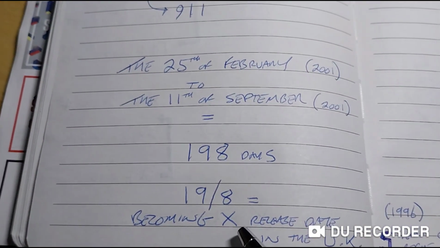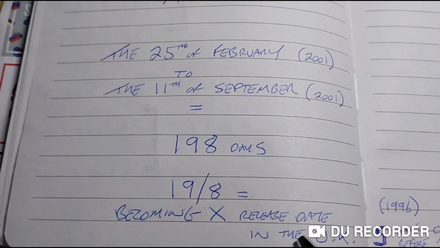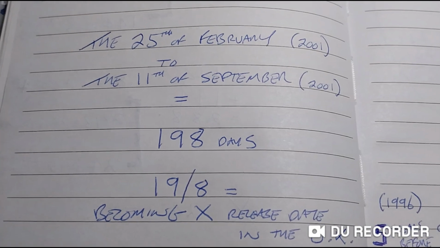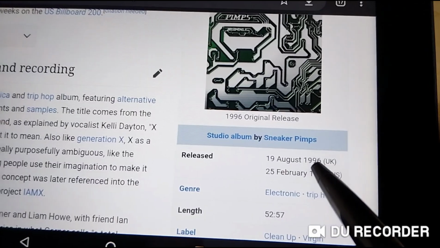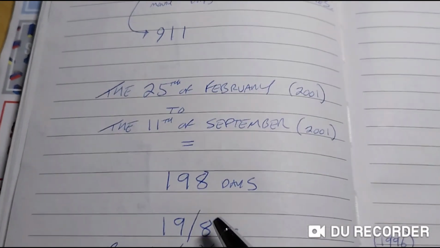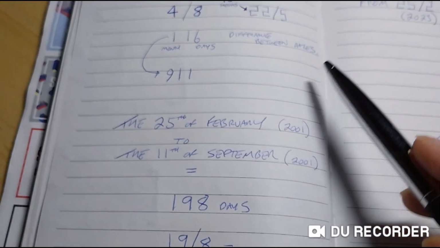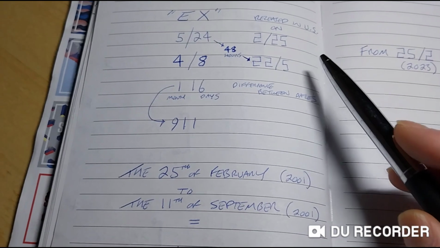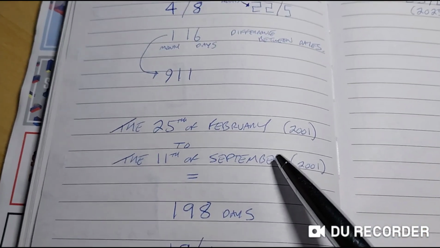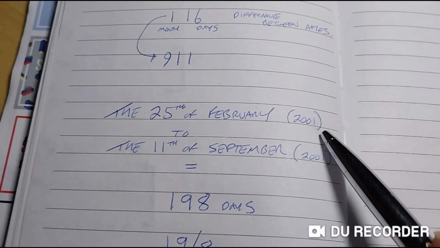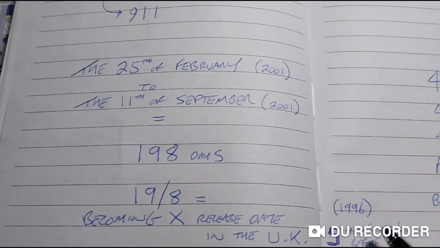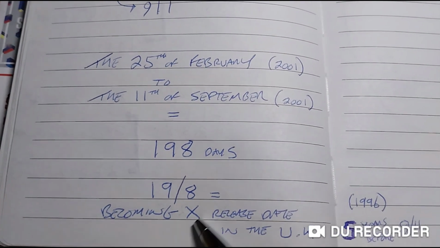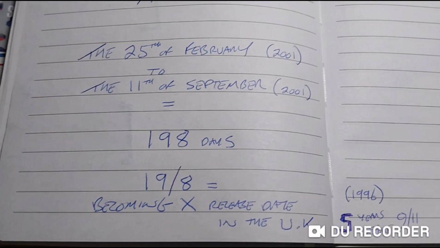Well, 19th of August was when Becoming X was released in the UK. Again, that's shown there, 19th of August. Not a coincidence, is it? The release date for the American version album, 25th of May. 25th of February. The year 2001 to the 11th of September 2001. 19th of August, 1996 release date in the UK for the album Becoming X. 5 years before 9/11.